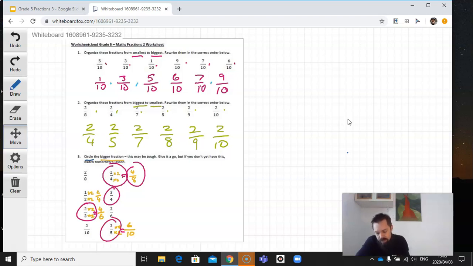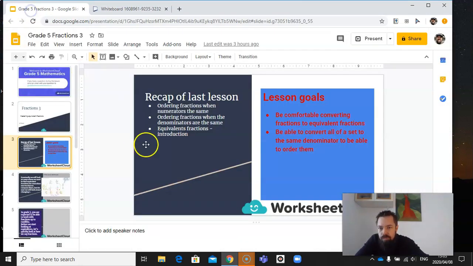So in each of these, I gave you the same one. So in each one, we were timesing by 2 to get the matching denominators. Right, but it won't always be 2. Quite often, it'll be something different. Okay, let's jump back to our lesson.